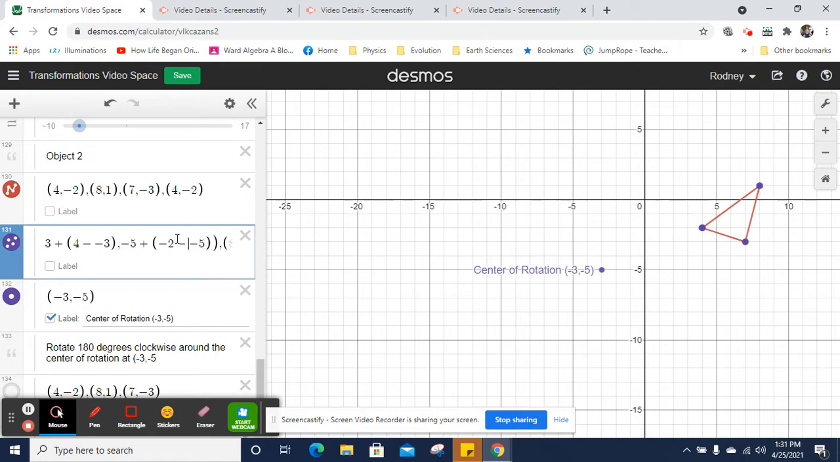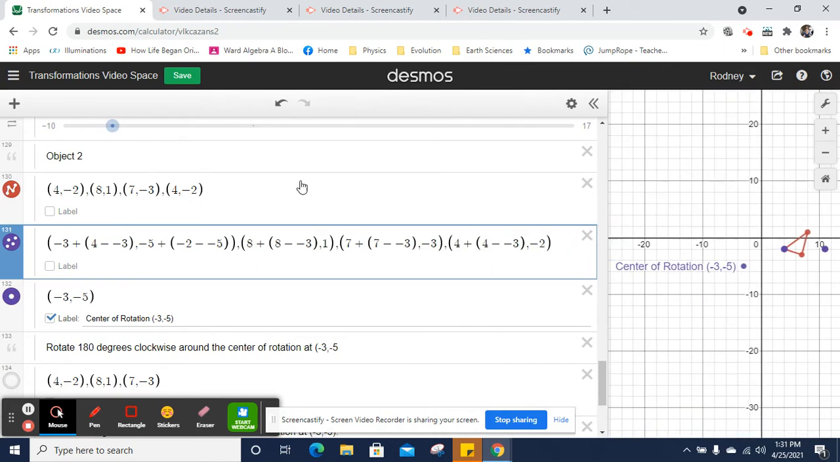I'm going to copy this structure for the x's. So that'll be 8 plus, not 4, but 8. And this one will be 7 plus, not 4, but 7. And one more, 4 plus, which is that. I'm going to go back and grab the others. Let me expand this so you can see more of what I'm doing. So I'm going to grab this structure, the y. I'm using the center of rotation's y. It's going to be plus the difference in the y's.